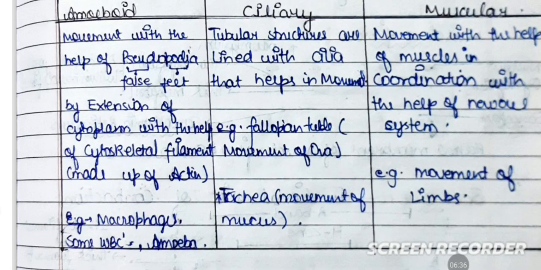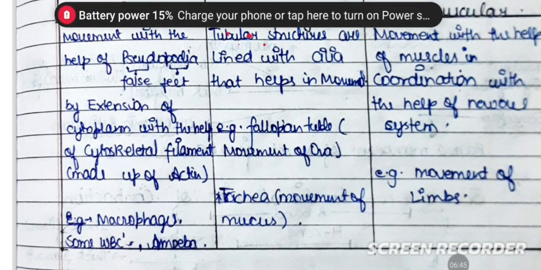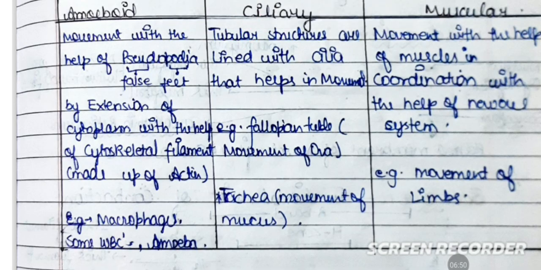Now, if we talk about muscular movements, it is the movement with the help of muscles in a coordinated fashion with the help of the nervous system and also the skeletal system. The skeletal system comprises bones, the muscular system comprises muscles, and the nervous system comprises neural coordination. So this was all about the muscular system. Everyone knows examples like movement of limbs and movement of the jaw.